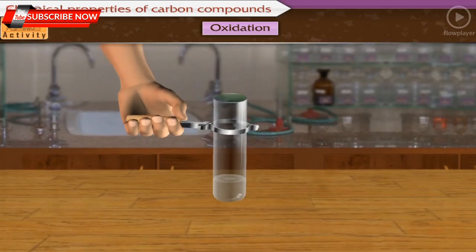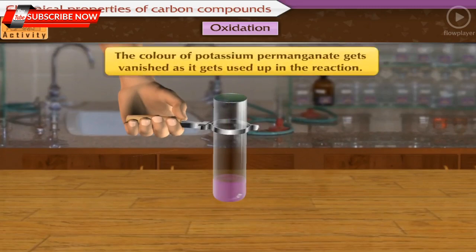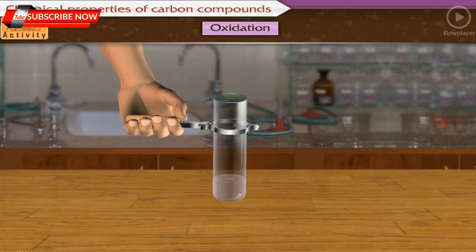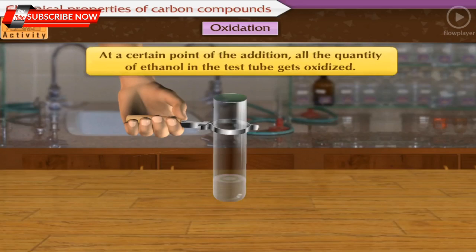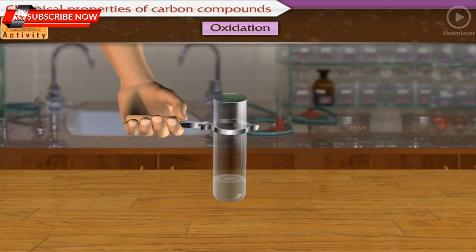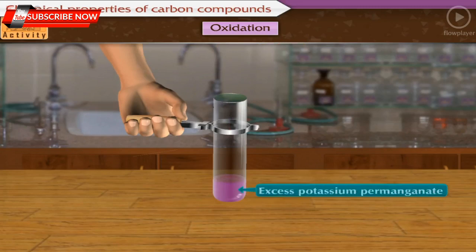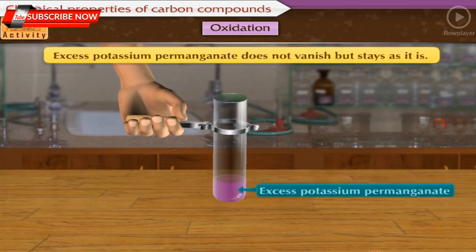On starting drop-by-drop addition of potassium permanganate in ethanol, the color of potassium permanganate vanishes as it gets used up in the reaction. At a certain point of the addition, all the quantity of ethanol in the test tube gets oxidized. If we continue the addition of potassium permanganate beyond this point, it is not used up and becomes excess. So the pink color of this excess potassium permanganate does not vanish but stays as it is.